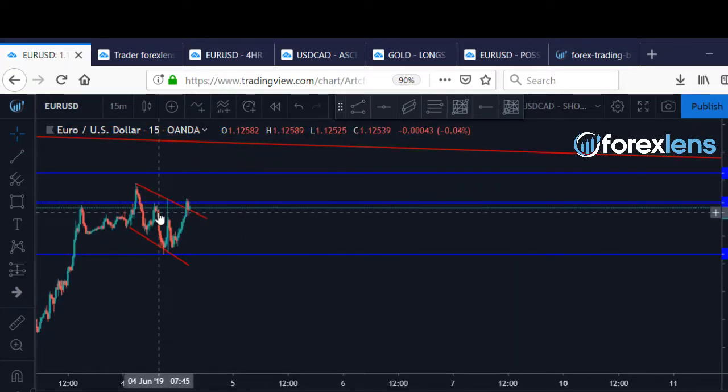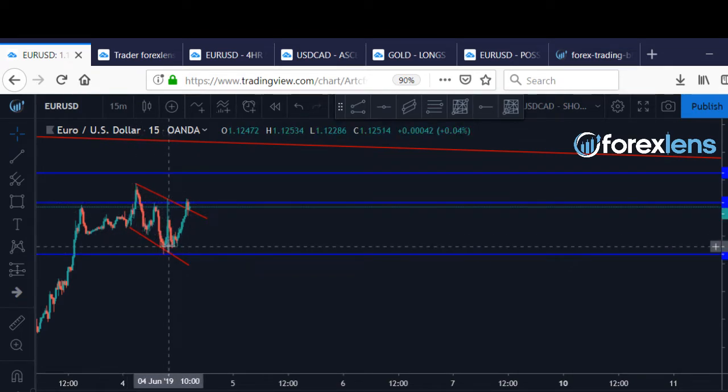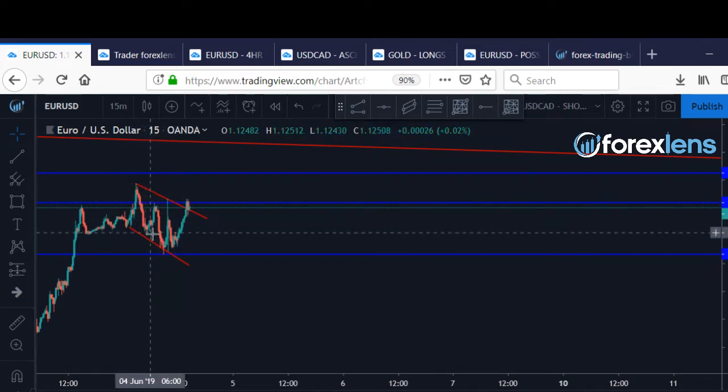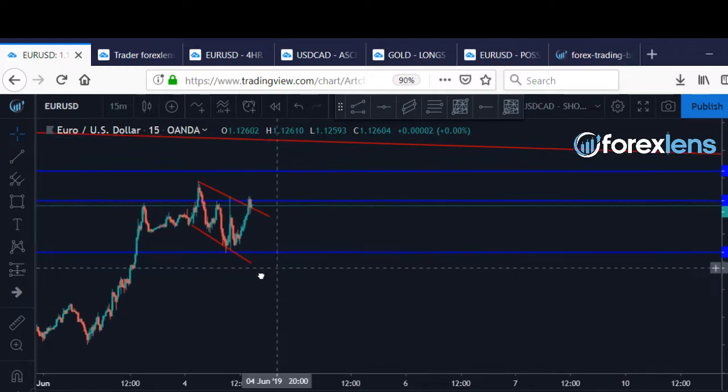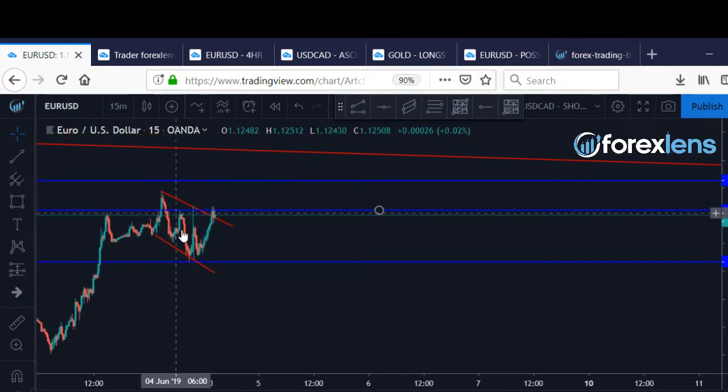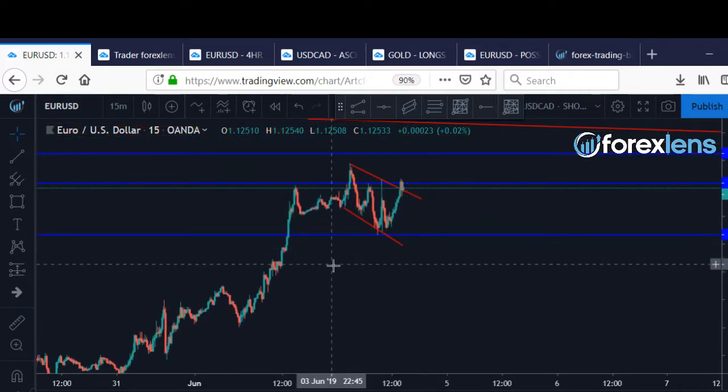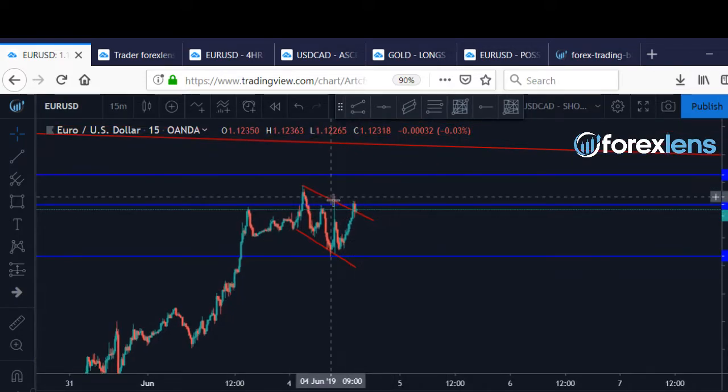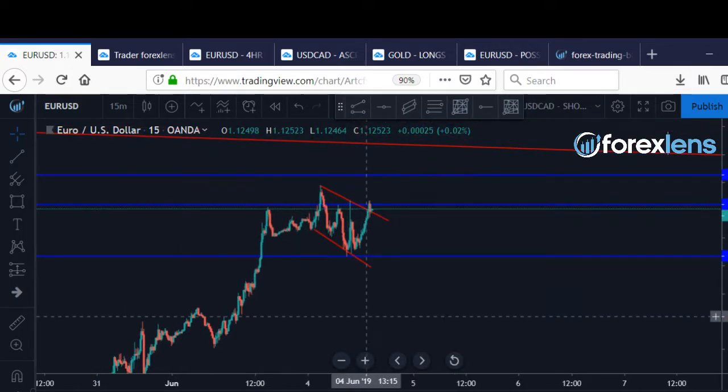Right now, Euro does not have a viable setup. Earlier in the day, it did. I mean, there was a short 20 pip opportunity from here. Too bad I stuck in after that move, and I'm in a bit of drawdown right now, but hopefully the tides turn and we continue short.